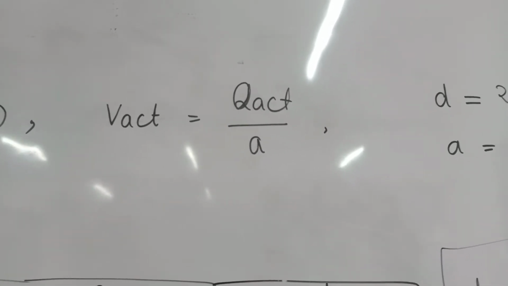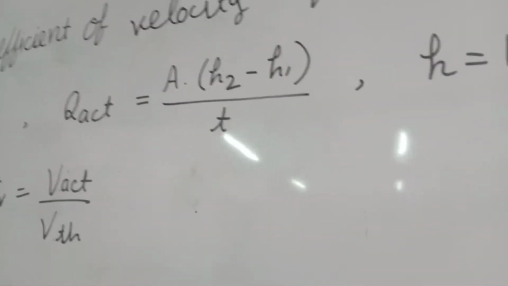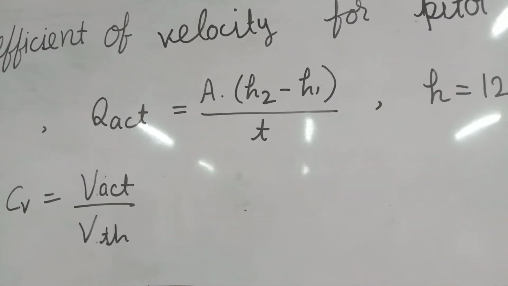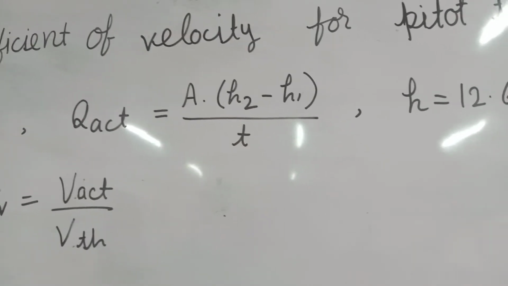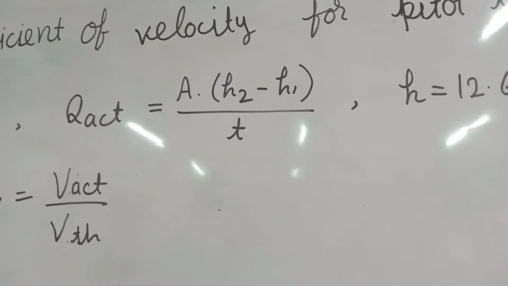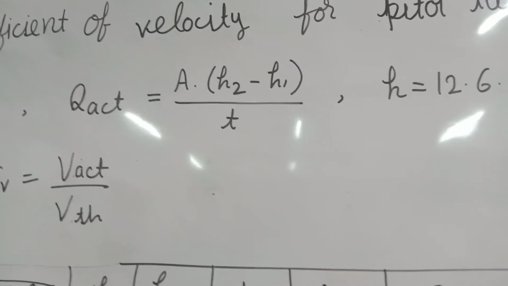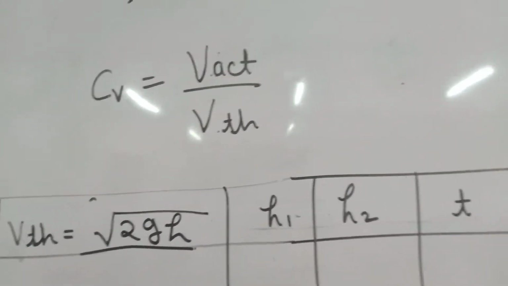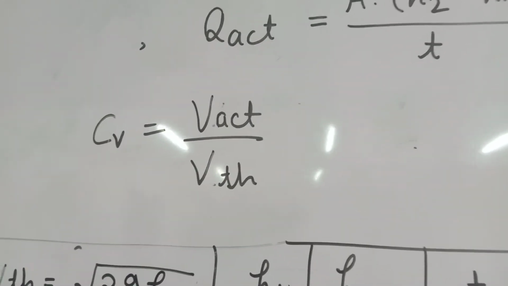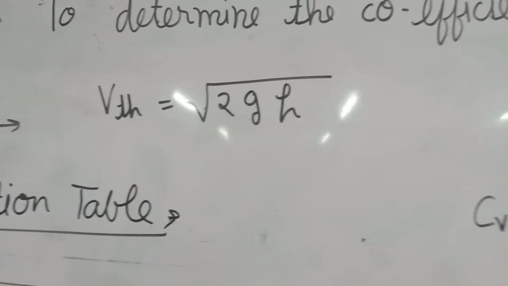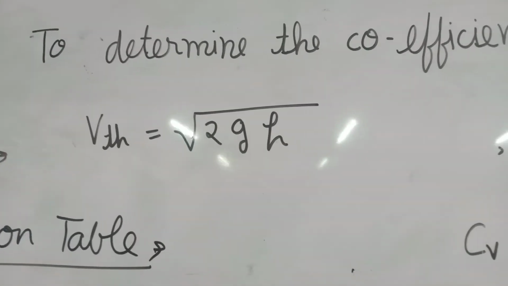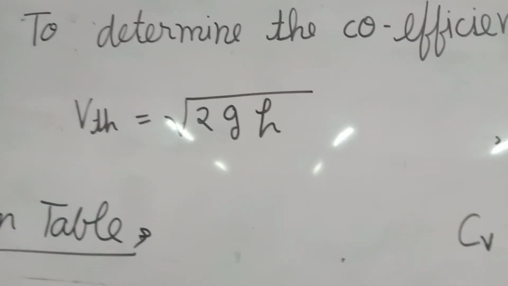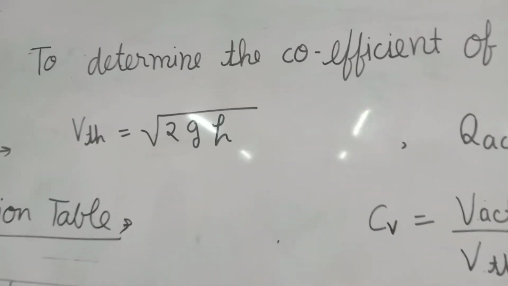V actual can be determined if you know the value of Q actual. Q actual can be determined by this equation, which is Q actual equal to A into H2 minus H1 divided by T. Then we move to the next value, that is V theoretical. V theoretical equal to root 2gh. As we know, the g is acceleration due to gravity and its value is 9.81 meter per second square.